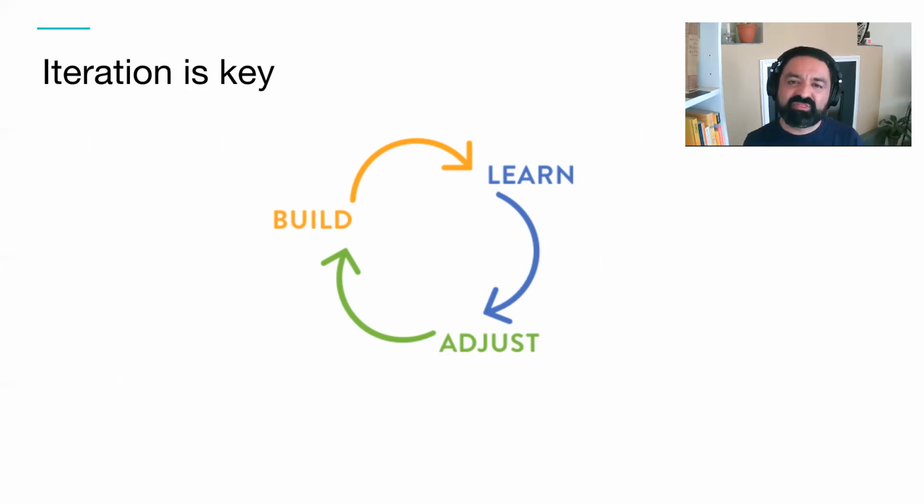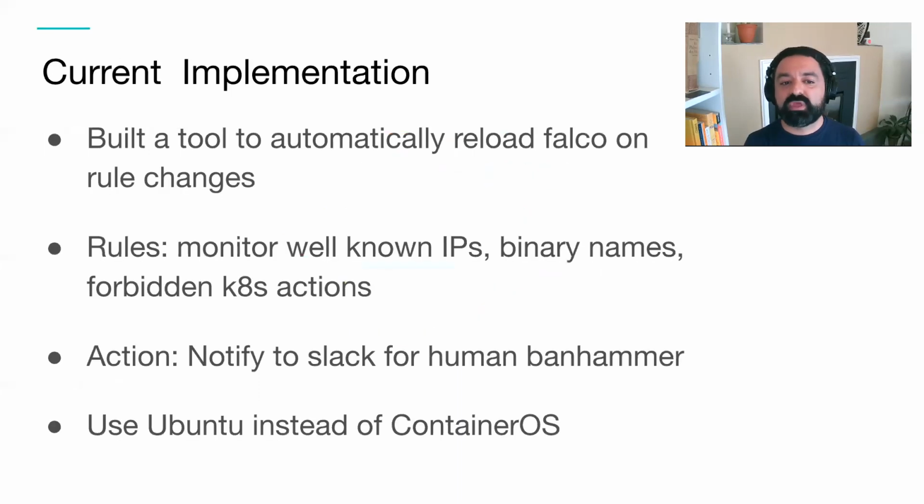I'm not going to bore you with everything we did to get where we are today. We're going to jump ahead to what we're doing today. We are still running Falco on all of our clusters. What we did is we built a tool to automatically reload Falco whenever a set of rules changes. These rules are stored on a GitHub repo, and Falco will just automatically reload them when it detects changes. This is so that we can be more dynamic as we adjust our rules and not have to go through a full redeploy cycle every time.